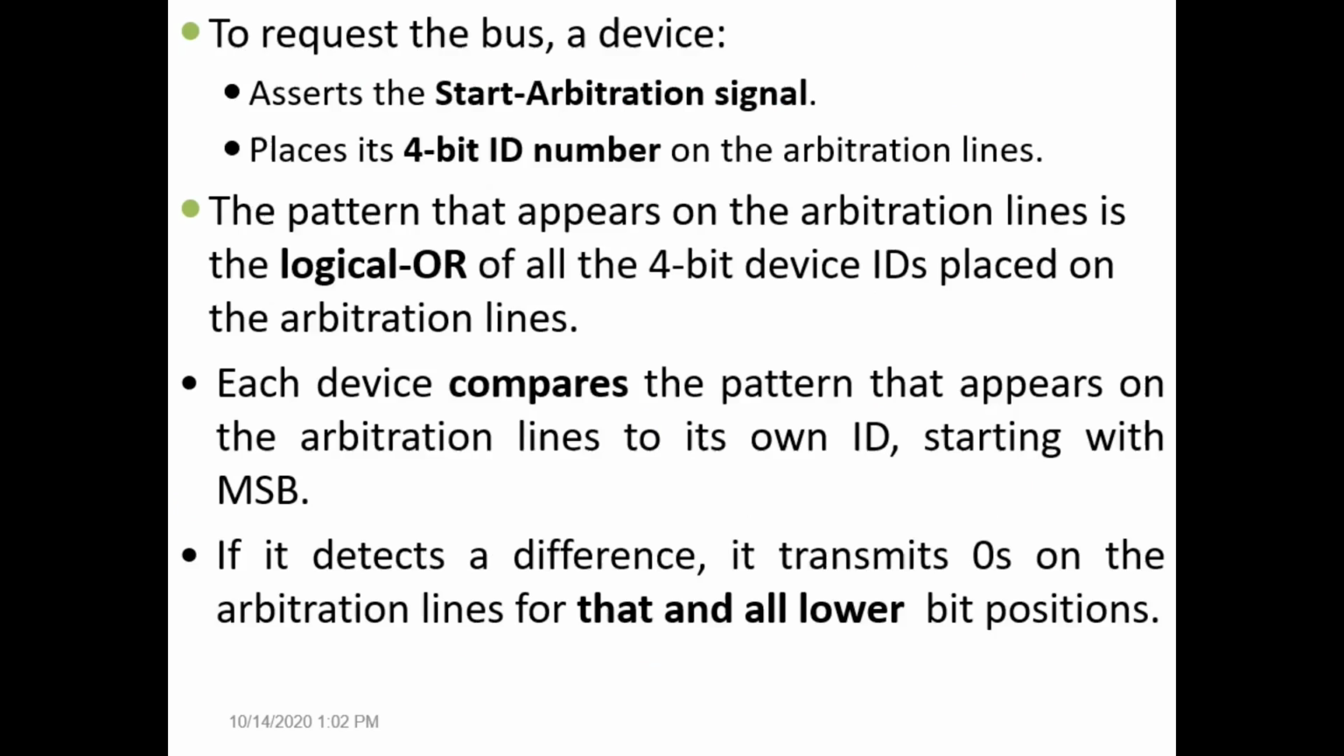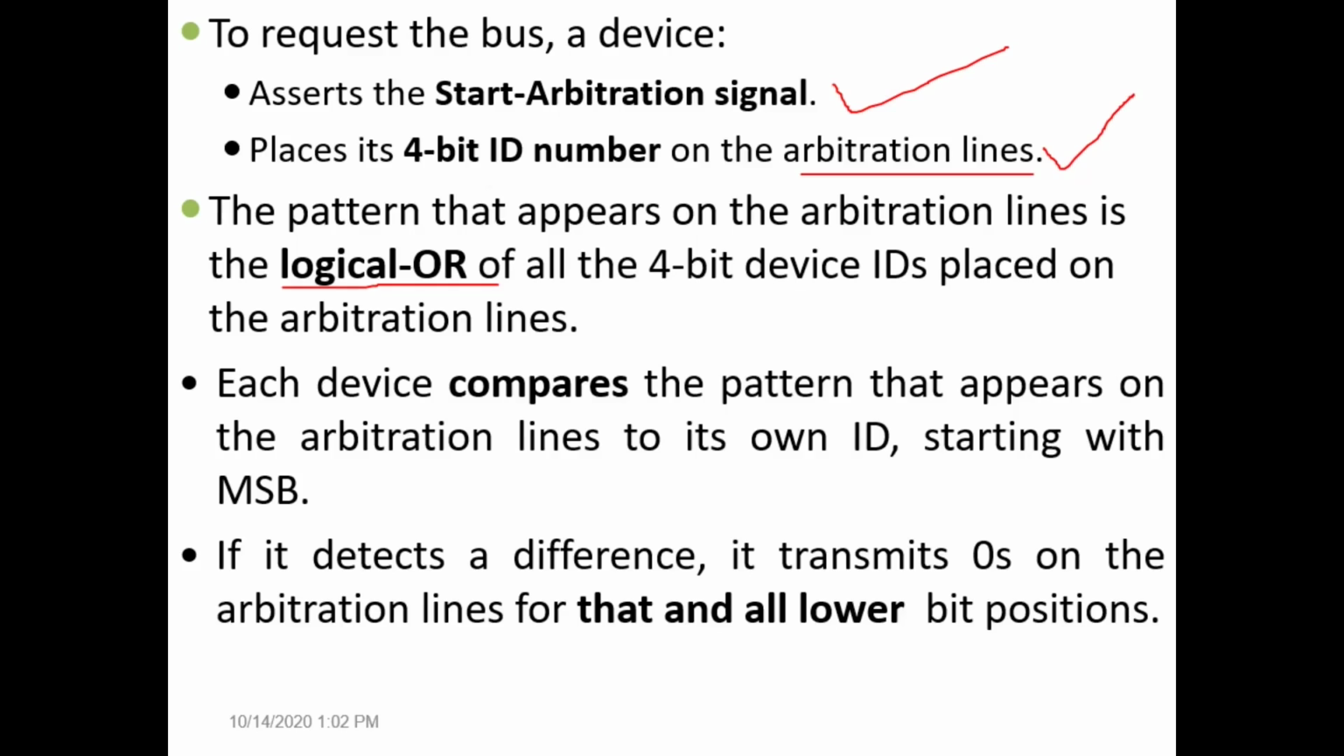So any device which wants to become bus master has to do 2 operations. First, it has to assert the start arbitration signal, and then place its unique 4-bit ID on the arbitration line. Different devices which want to become bus master keep their IDs on the arbitration line. So overall, the value of the arbitration line is nothing but the logical OR of the 4-bit IDs kept by all the devices.